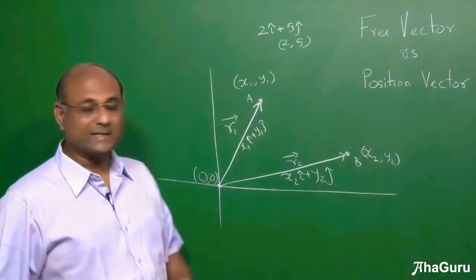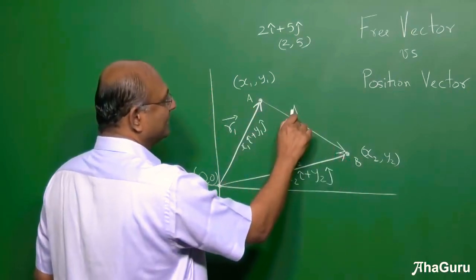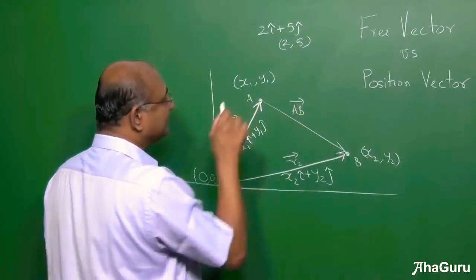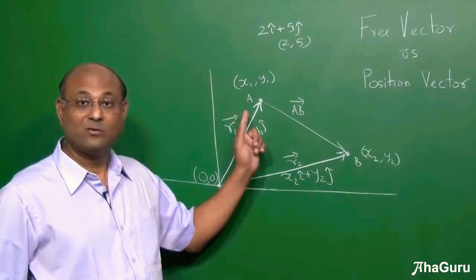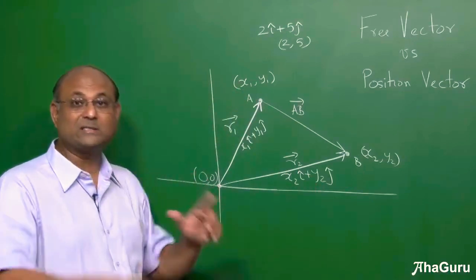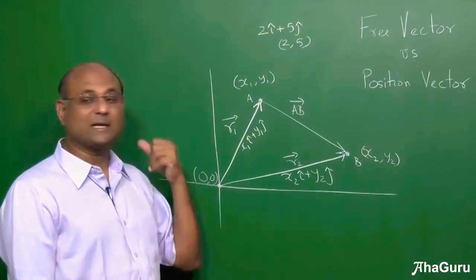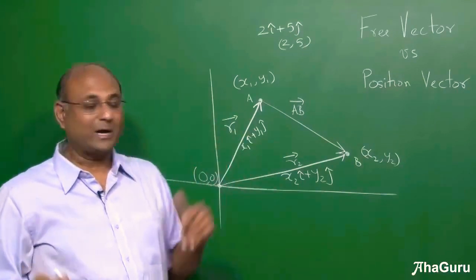Now the interesting thing is, if I go from A to B, we will call this vector AB vector. Now is AB vector a position vector? What do you think? No, because it doesn't start at the origin, it starts at A. It has to start always at the origin. All position vectors start at the origin. If you are a position vector, you must start from the origin. Otherwise you can't be a position vector.